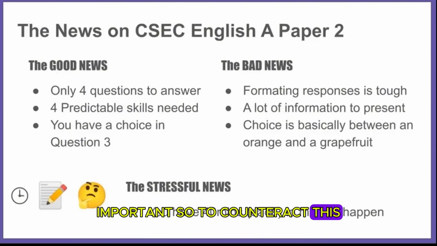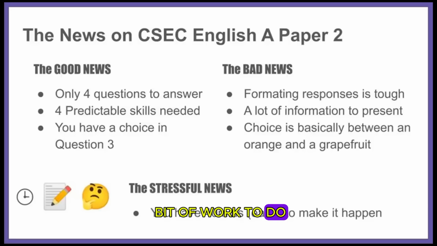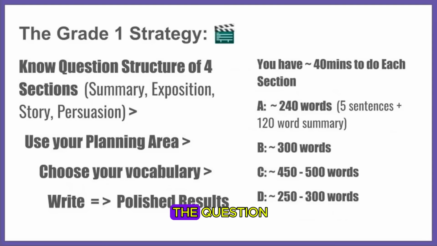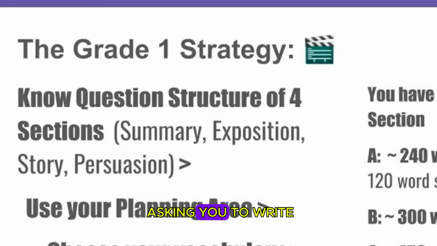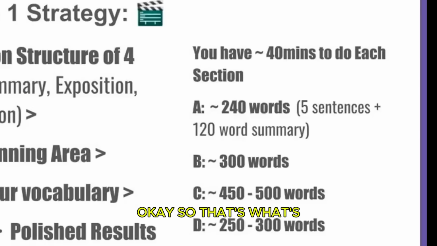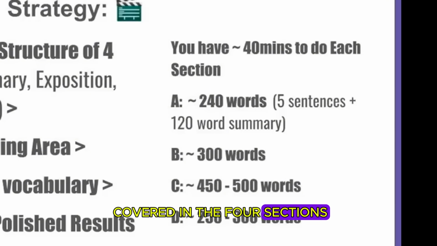So to counteract this, which is quite a bit of work to do, this is the strategy that I used, right? It starts with knowing the question structure of the 4 sections, because they're going to be asking you to write a summary, then to do some expository writing, or basically explaining, to write a story, do some creative writing, and then there's persuasive or argumentative writing. Okay? So that's what's covered in the 4 sections.